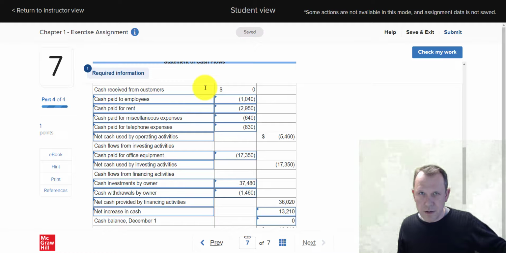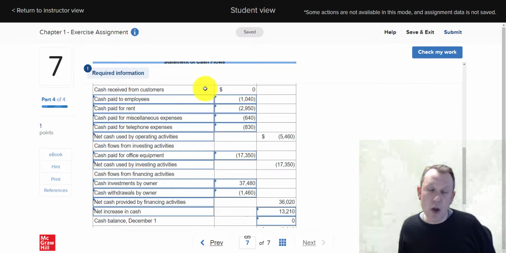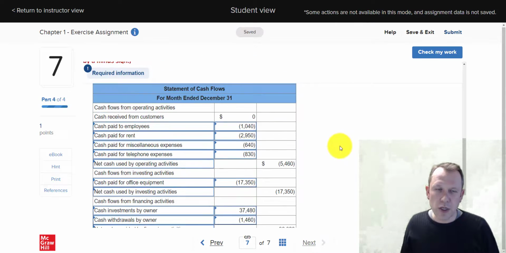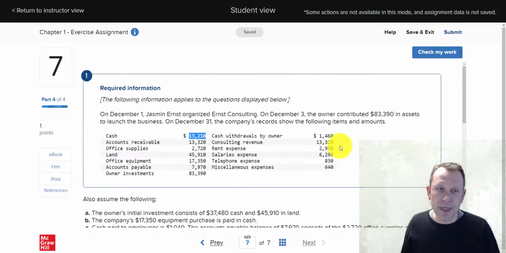Is there cash, right, positive or negative flow from operating activities? Same thing from investing, same from financing. Where is our cash going? Where is it coming from? So super important to know. So that one's going to be the last one.